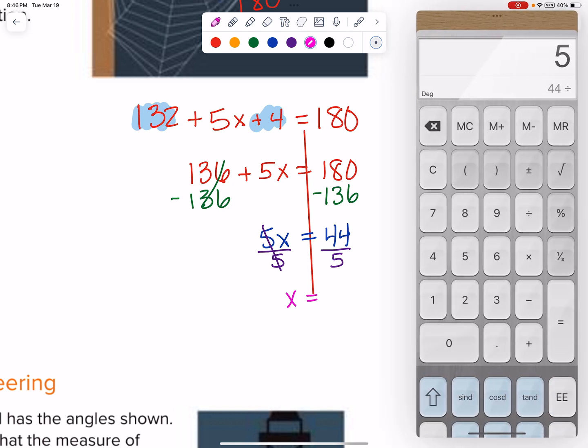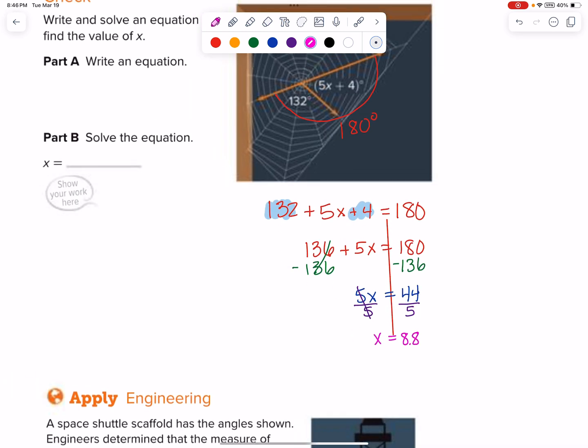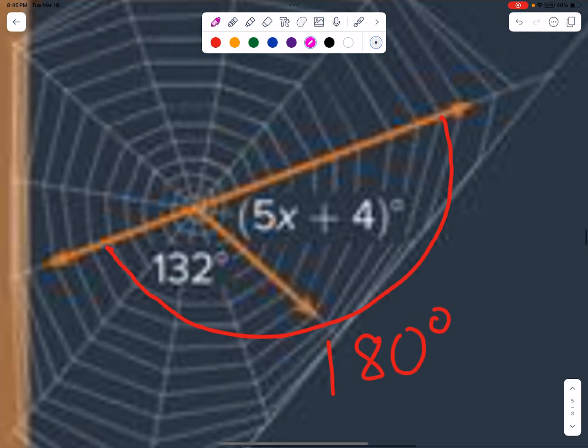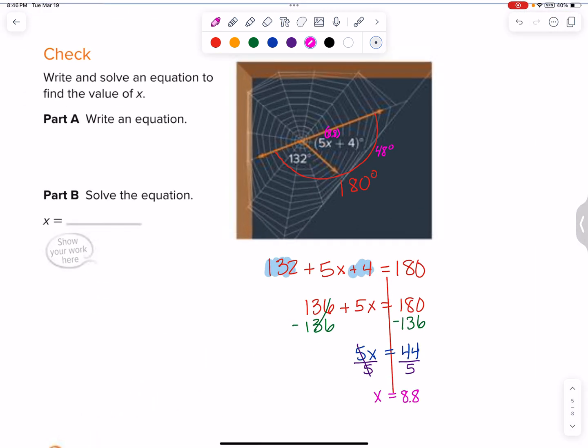So 44 divided by 5 is 8.8. So we're saying x is 8.8. Let's see if that's accurate. Okay, so let's plug in 8.8 because I'm questioning myself here. Just because I'm surprised that it's a decimal. So let's do 5 times 8.8, and we get 44 plus 4 is 48. So this whole side here is 48 degrees, plus 132, and we get 180. So we can trust our math. We didn't do anything wrong, and we're all set. So x actually equals 8 8/10.